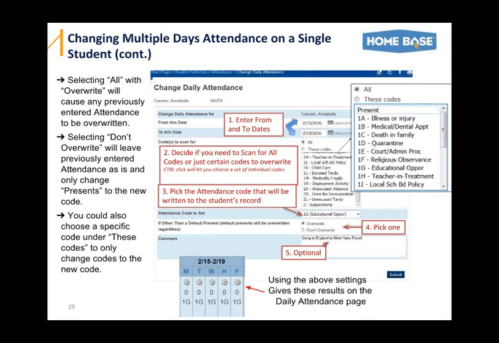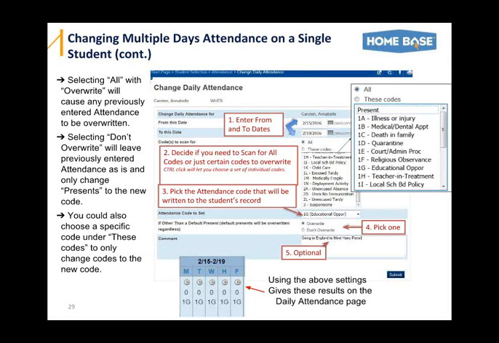The next thing you're going to need to decide is if you want to send for all the codes or just certain codes. So what do I mean by that? Between the dates of the 15th and the 19th, do I want to look for any of the codes that exist, which means I'm going to scan them all, and I want to change whatever it finds to a 1G, an educational opportunity. If I only want you to search for any 2L or any present codes, you can pick and choose what codes you want to scan for those days between the 15th and the 19th. And then when it finds just those codes, we want to change it to the 1G.